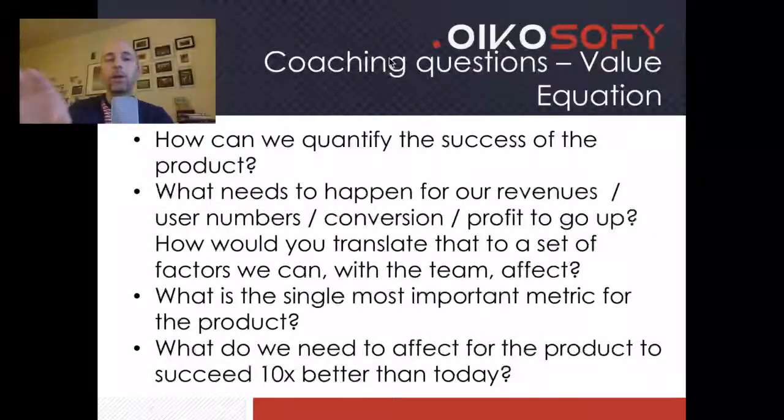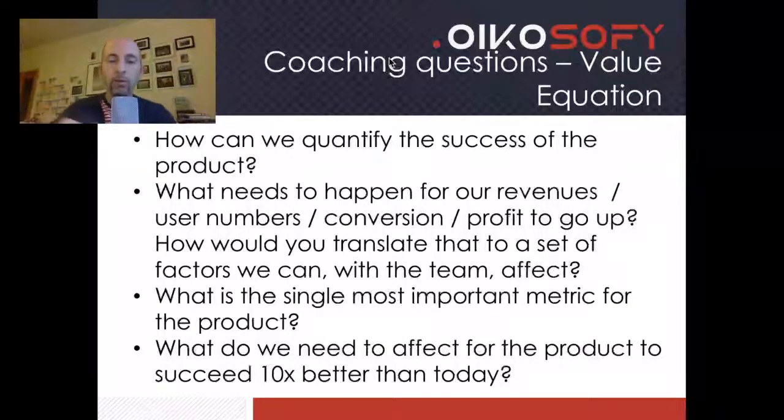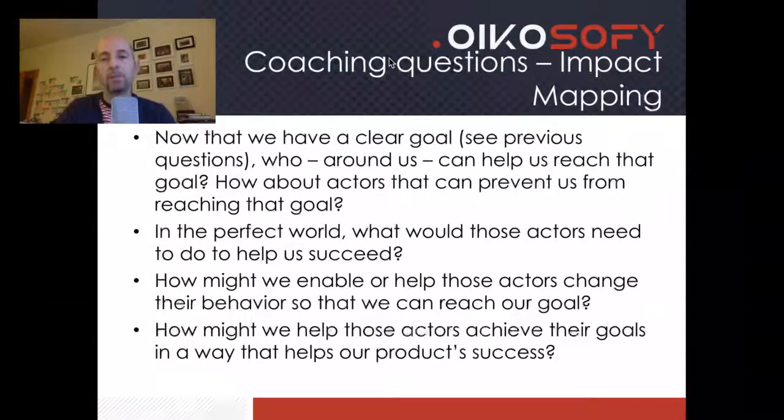Now, on the value equation side, we ask different sets of questions. So we might ask, for example, how could we quantify the success of the product? Then we could also ask a much more practical question, something that goes down to the ground level and say, okay, so what needs to happen for our revenues, user numbers, conversion, or profit, whatever is the metric you're aiming for, to go up? How would you translate that to the set of factors that you and the team can affect? What are the factors we're working with? That's really what the value equation stage is about.